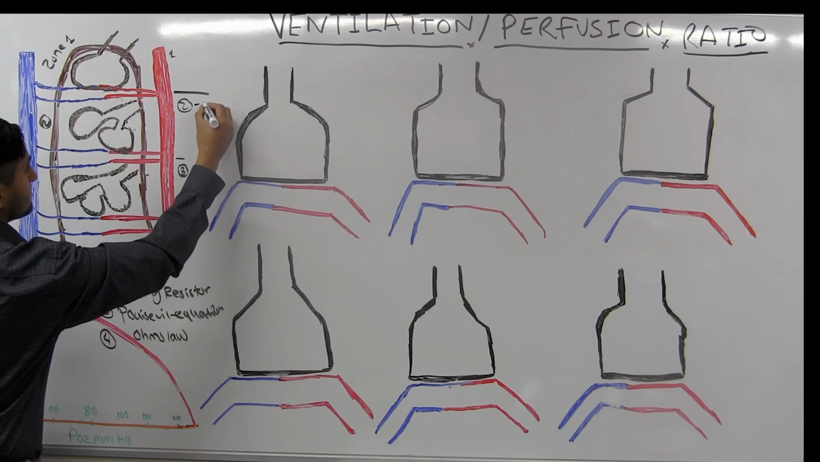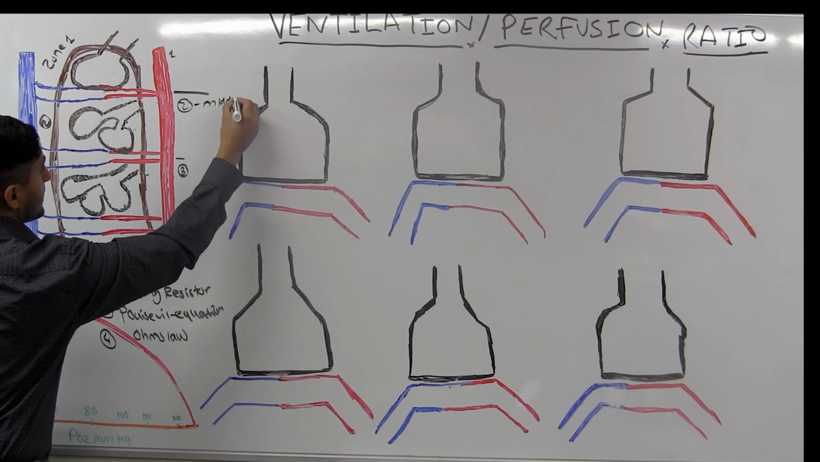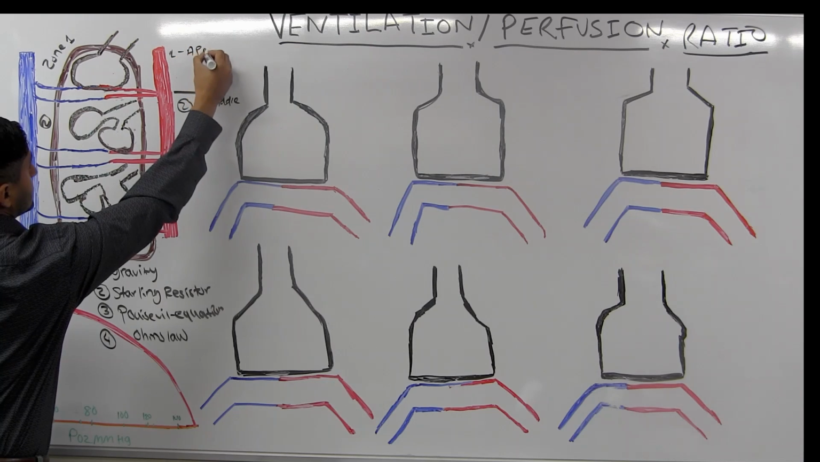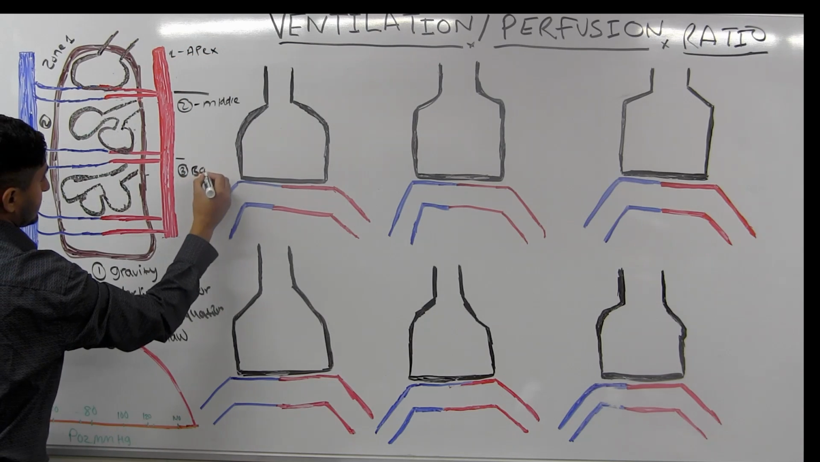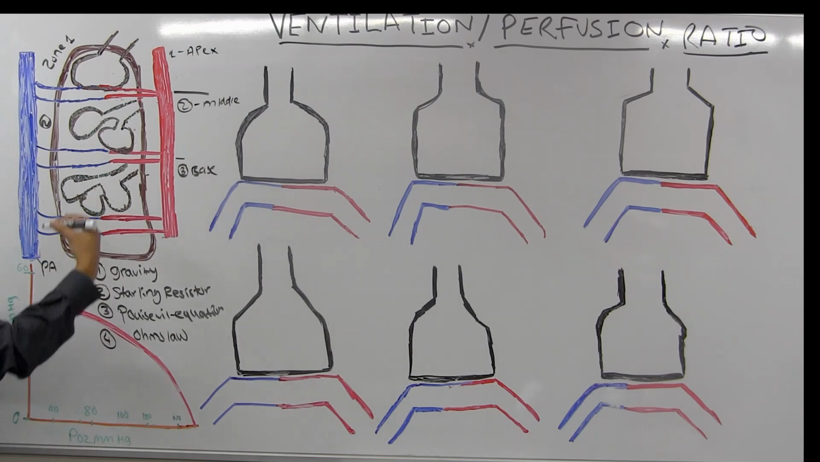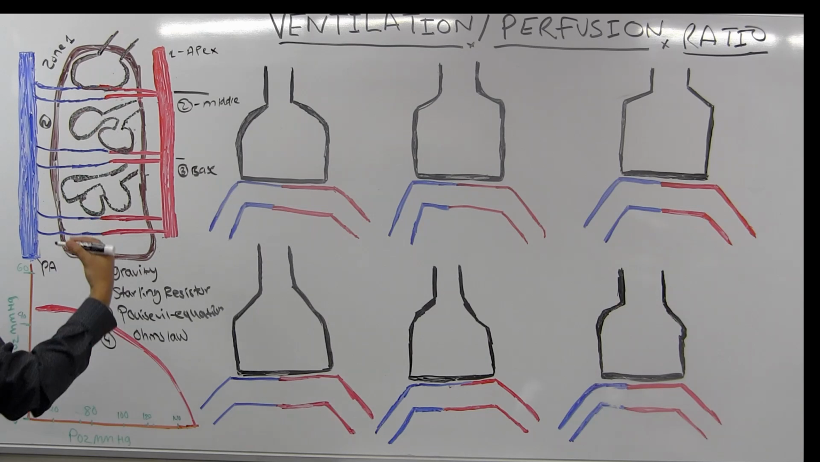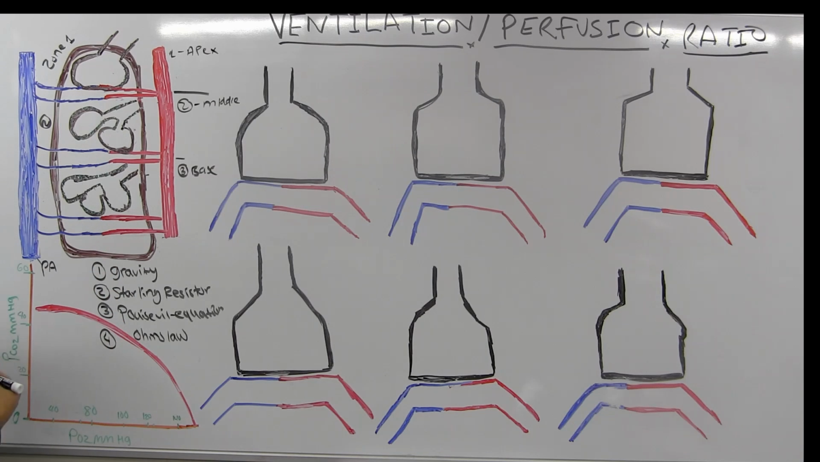We can say, okay, this is the middle of the lungs, and then we can say this is the apex, and this one is the base of the lungs. So we divided this into 3 different sections: Zone 1, Zone 2, Zone 3, right? Now, for each one of them, we have to talk about what role each one plays.